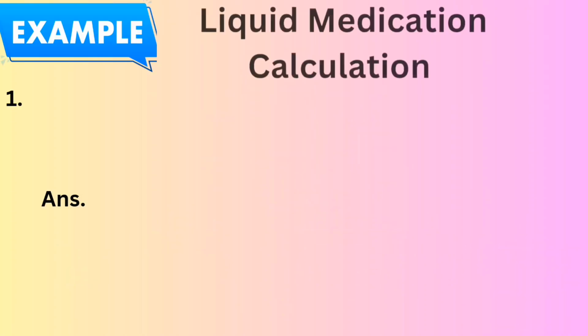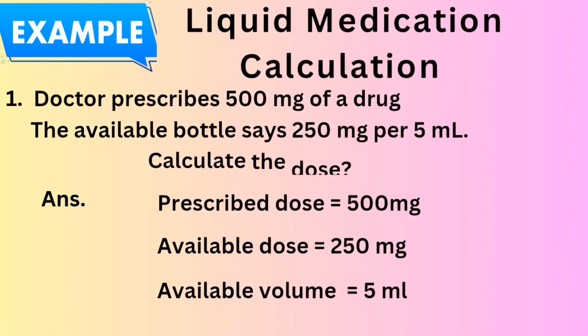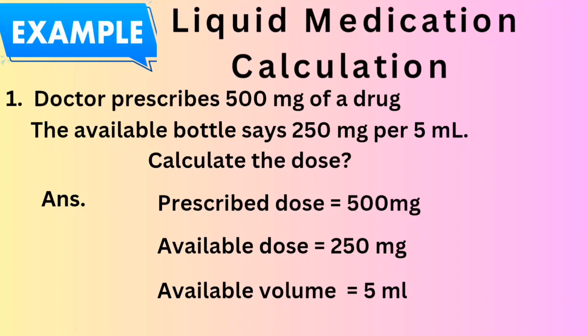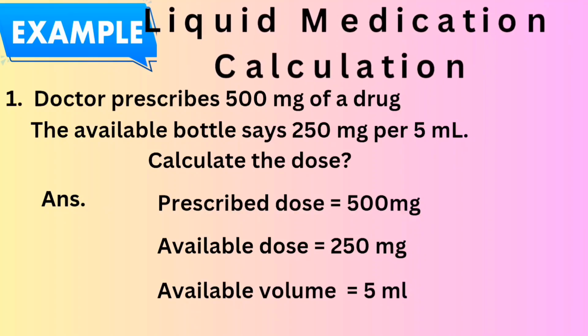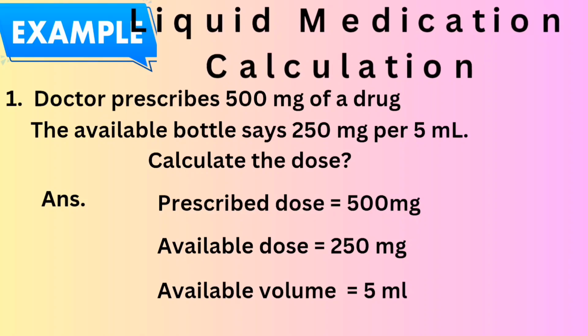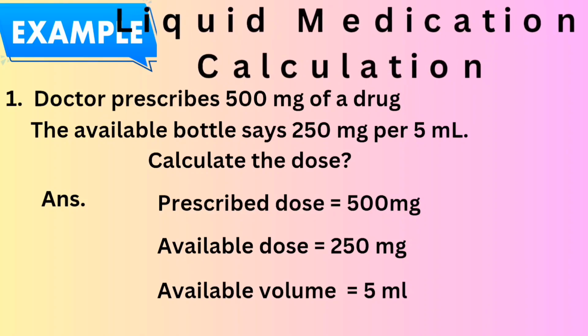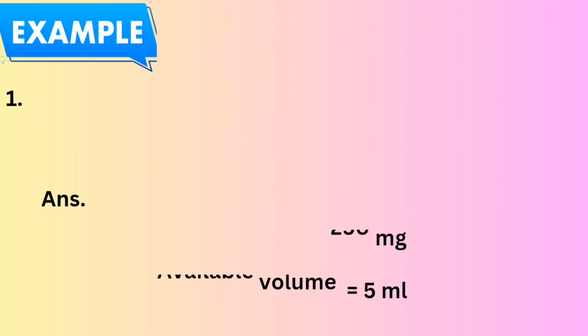Let's do a liquid medication calculation. Doctor prescribes 500 mg of a drug. The available bottle says 250 mg per ml. Calculate the dose. Prescribed dose is 500 mg. Available dose is 250 mg. Available volume is equal to 5 ml.